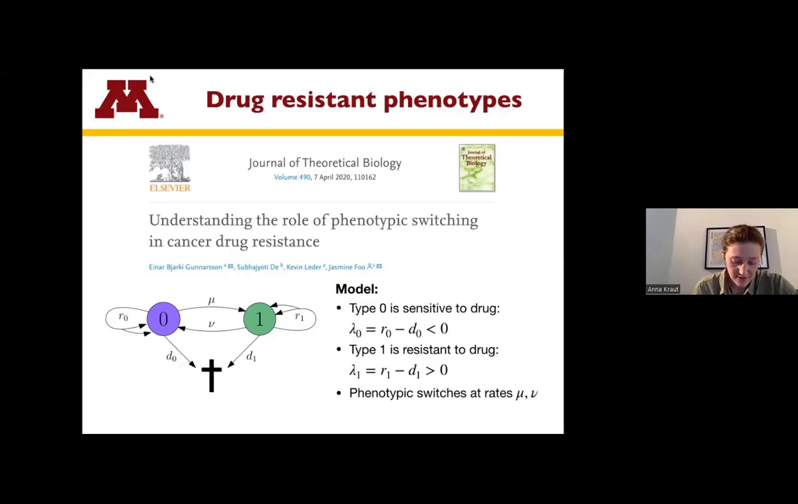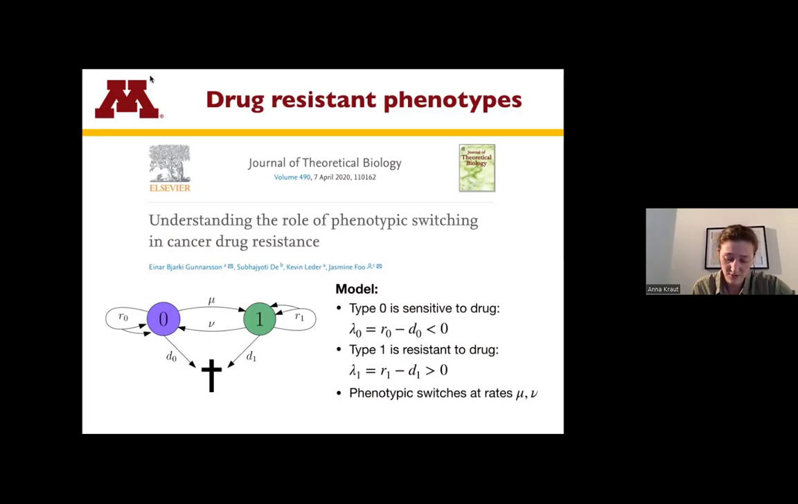So we have cells reproducing at a certain rate, R0. We have cells dying, and then there is the potential to switch between these two states of cancer cells, type 0 and type 1. And these switches could be associated to birth events, but they don't necessarily have to. Importantly, in these models we just have a linear death rate, so there's no competitive interaction in this model.